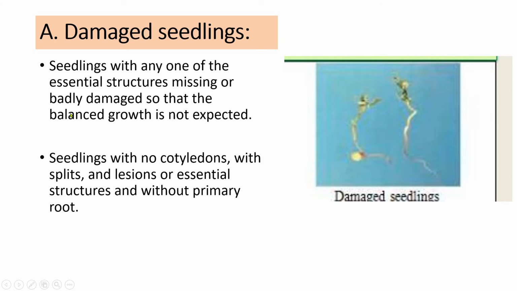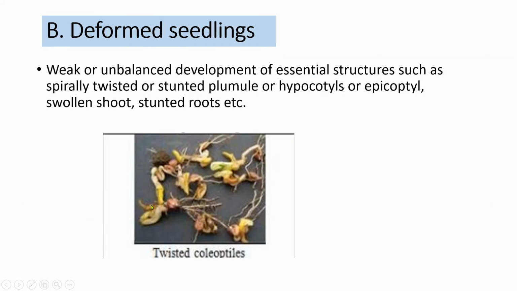In the case of plant tissue culture, you can use growth regulators to initiate root or shoot, or germination, or any of them would work. But when you're using a substratum like soil, sand, or paper, you're not going to get protrusion of the plumule or entire protrusion of the radicle. And seedlings with no cotyledons, with splits and lesions on essential structures, or without a primary root are considered damaged seedlings. Coming to deformed seedlings, with weak or unbalanced development of essential structures such as a spirally twisted or stunted plumule, or hypocotyl or epicotyl, swollen shoot, stunted roots, etc.